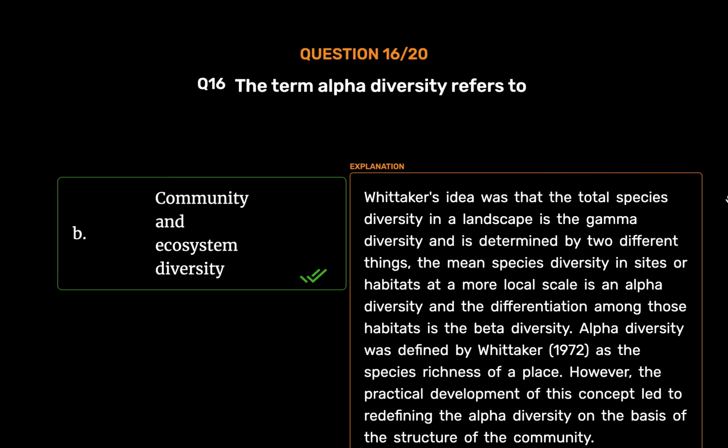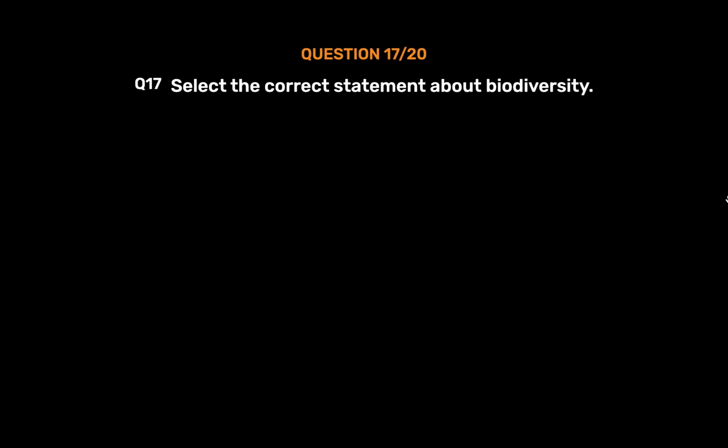Alpha diversity was defined by Whittaker, 1972, as the species richness of a place. However, the practical development of this concept led to redefining the alpha diversity on the basis of the structure of the community. Question number 17.